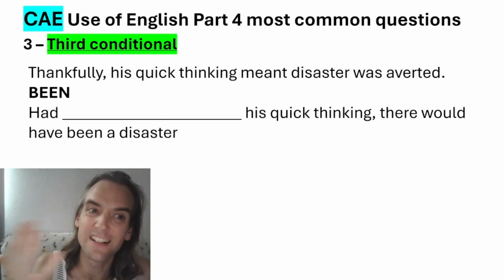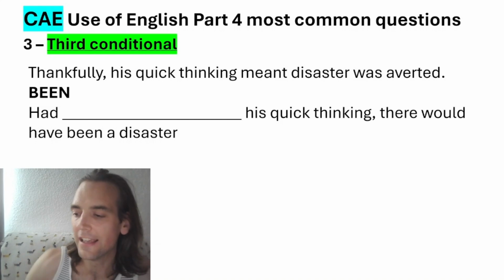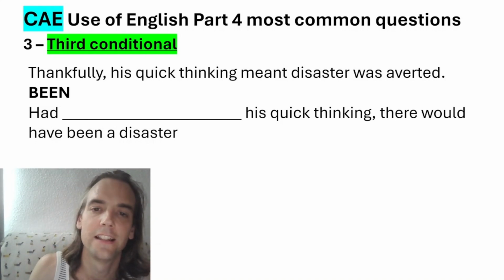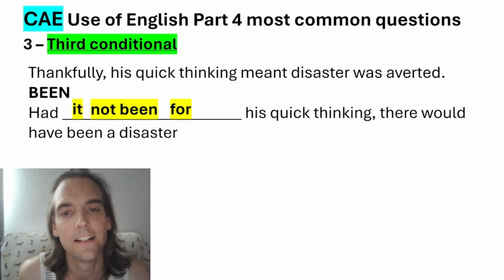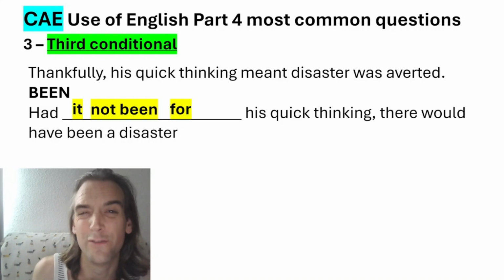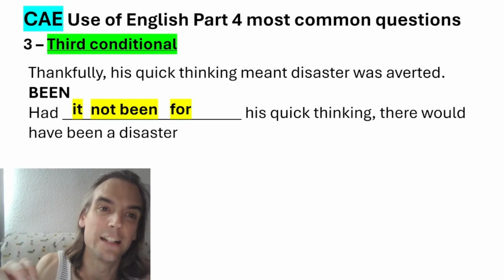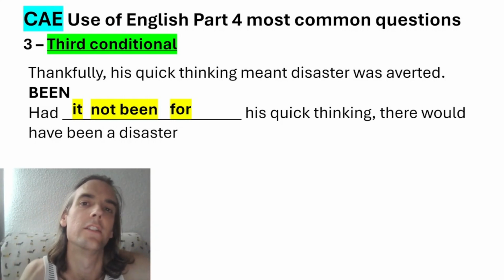And we're starting with had, which is a slightly different way of using the third conditional, isn't it? If it had, we can also say had it. This is a negative though. There would have been a disaster had it not been for his quick thinking. Had it not been for means if this hadn't happened. The use of for there is also a little bit irregular, part of a phrase. But the point is, you need to be comfortable with third conditionals for B2 and C1 Use of English Part 4.